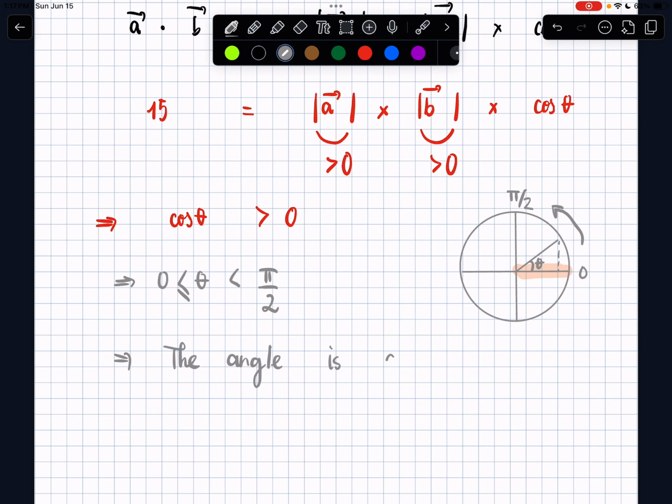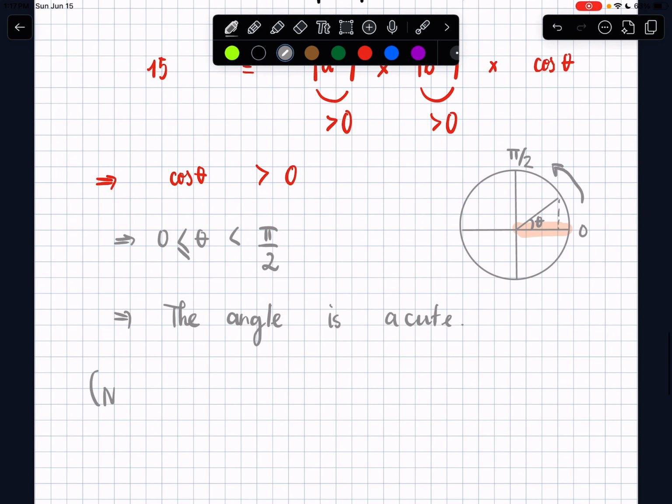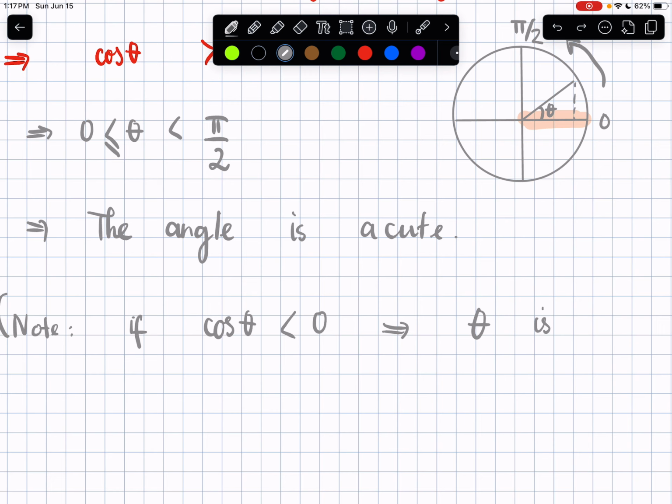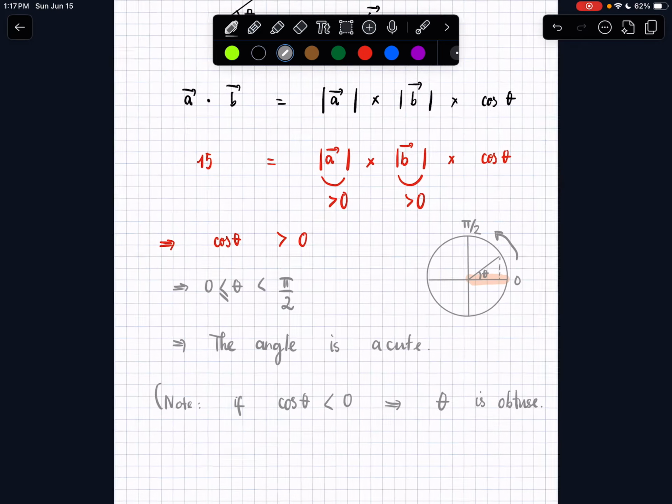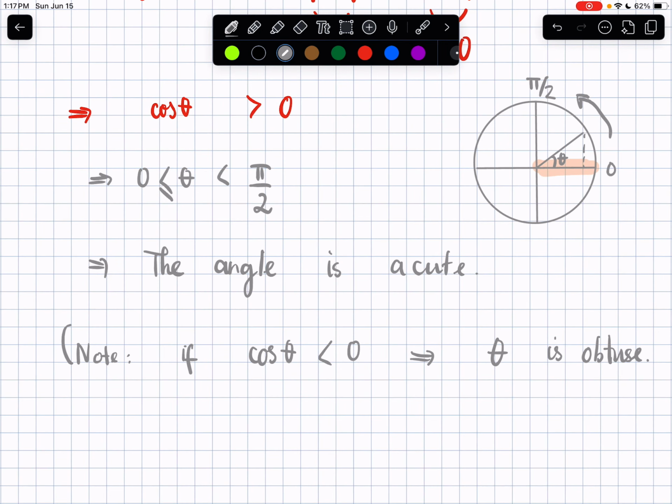If you find the angle with cosine theta negative, then theta is obtuse. And if cosine theta is 0, then theta is a right angle.